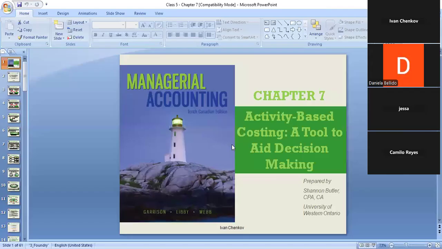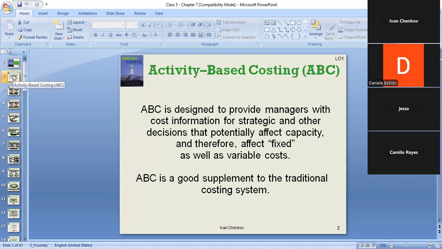So that's called activity-based costing. Activity-based costing is a tool for decision makers, and the decision makers will be the managers. When we say managers, that will be you. So the activity-based costing system is designed to provide you with cost information for strategic and other decisions, mostly for profit, that can potentially affect the capacity, and because of that, can affect the fixed cost, but in some cases might affect the variable cost.